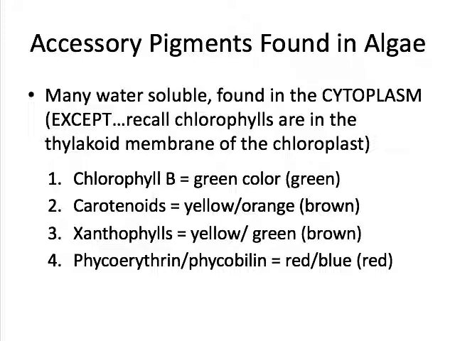Now, chlorophyll Bs are characteristic of the green algae phylum. Carotenoids and xanthophylls are characteristic of the brown algae phylum, and phycoerythrin and phycobilin are characteristic of the red algae phylum.